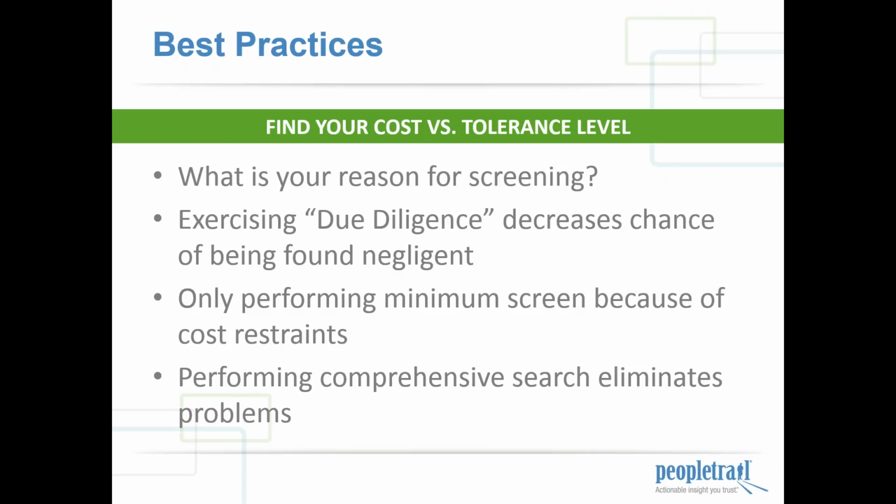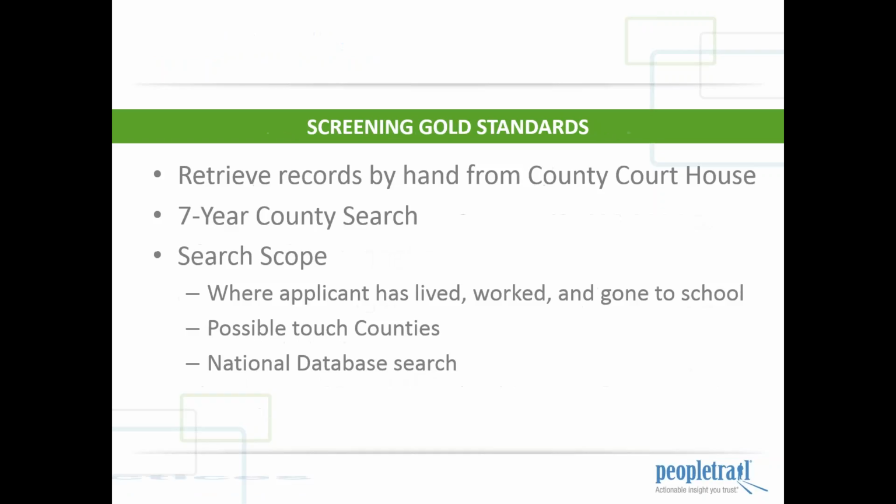Performing a huge search, which is a comprehensive search, does eliminate a lot of problems, especially when the risk is high on the job. The best gold standard screen is to retrieve the records by hand from a county courthouse, do a 7-year scope, search all counties that this person has lived in, worked, or gone to school in, any possible touch counties, and then do a national database search as a follow-up.